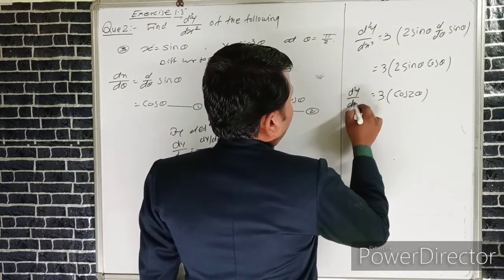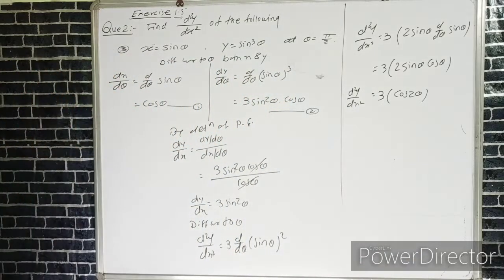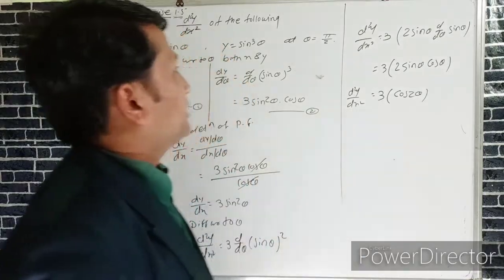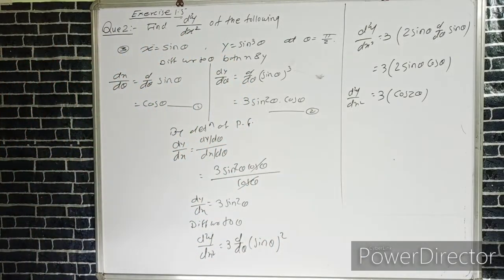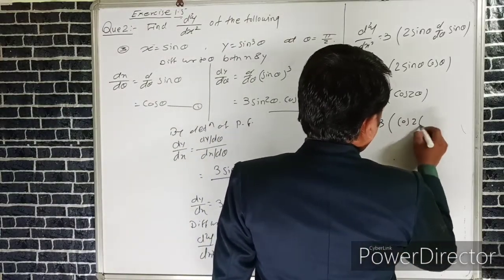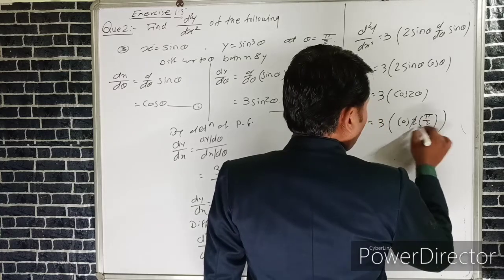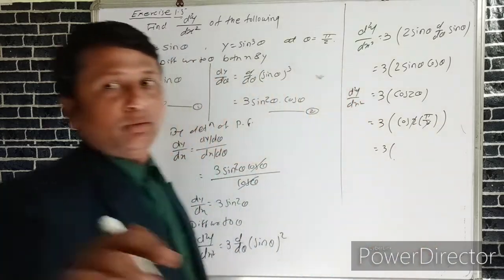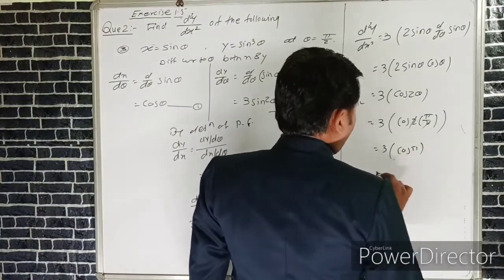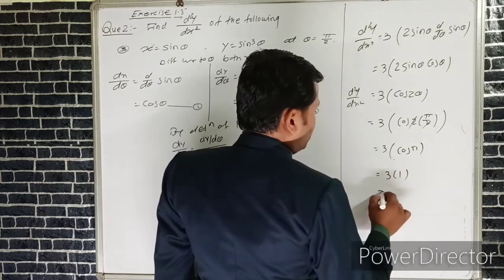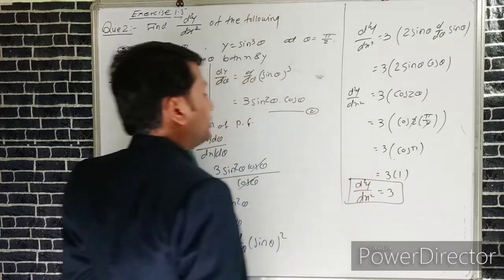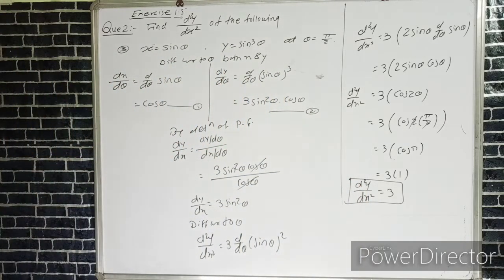But we have to find the value of d2y upon dx square at theta is equal to pi by 2. We know that it is 3 into cos of 2 into pi by 2. The 2 cancels, so 3 into cos of pi. The value of cos pi is 1, so 3 into 1 is 3, which is the required second order derivative, d2y upon dx square is equal to 3.